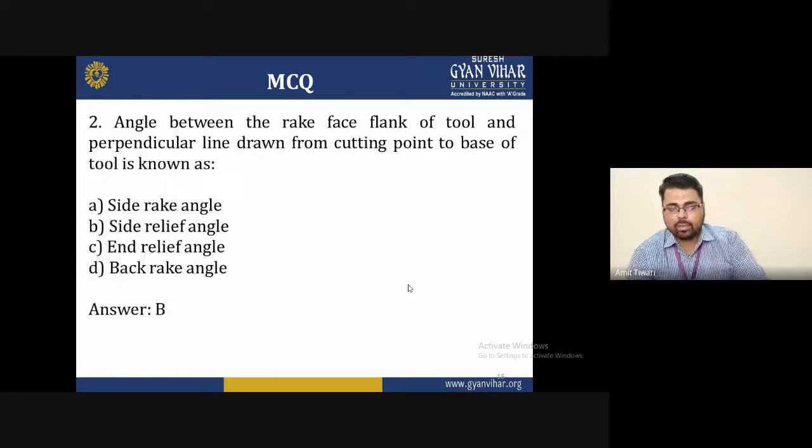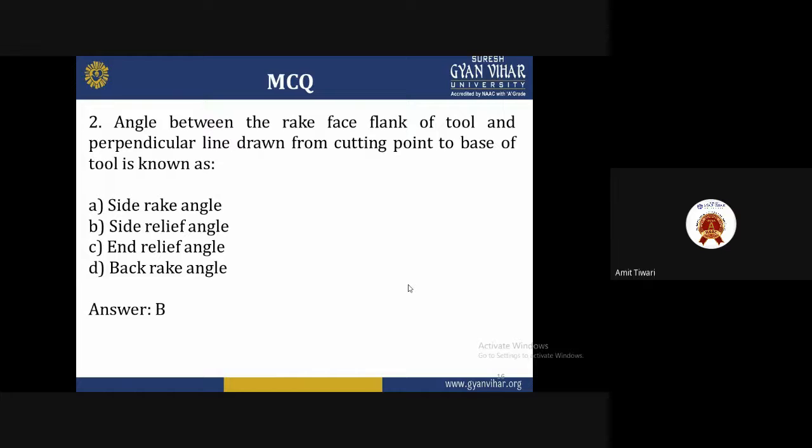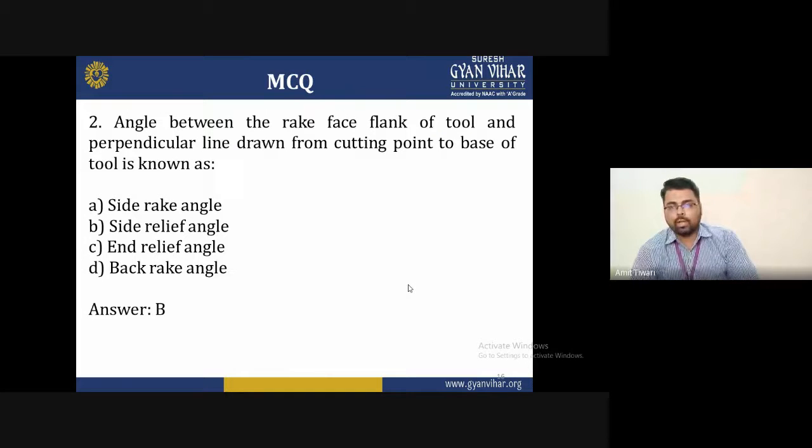Second, the angle between the rake face plane of the tool and a perpendicular line drawn from the cutting point to the base of the tool is known as: A, side rake angle; B, side relief angle; C, end relief angle; and D, back rake angle. The correct answer is B, side relief angle: the angle between the flank of the tool and the perpendicular line drawn from the cutting point to the base of the tool.